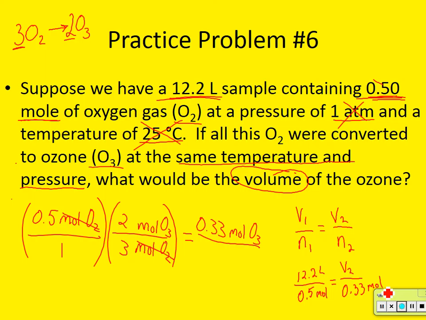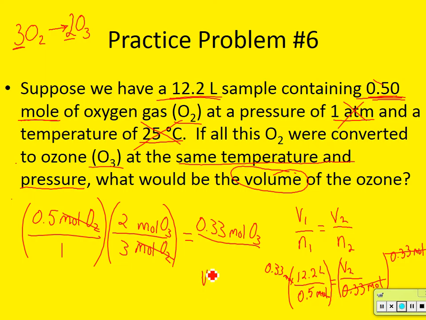All right, guys, let's use our math skills. How do we solve for V2? What do you think? Times by what? Good. We got to get V2 by itself. Let's times both sides by 0.33 moles. Whatever you do to one side, you got to do to the other. Over here, the 0.33 moles divided by 0.33 moles is 1, right? So we can cancel it out. On the left side, our moles will cancel out. So we've just got 0.33 times 12.2 and then divided by 0.5.